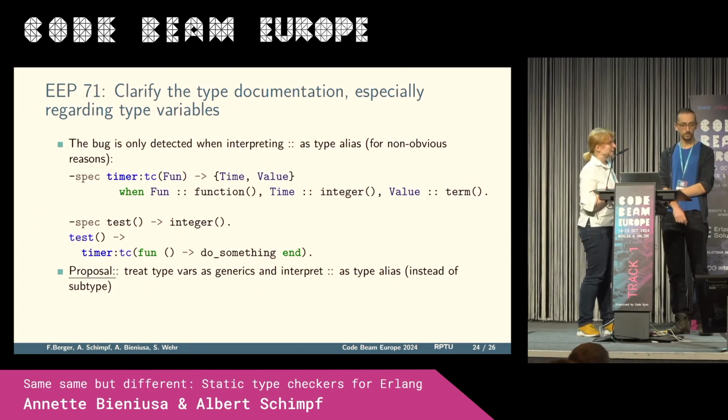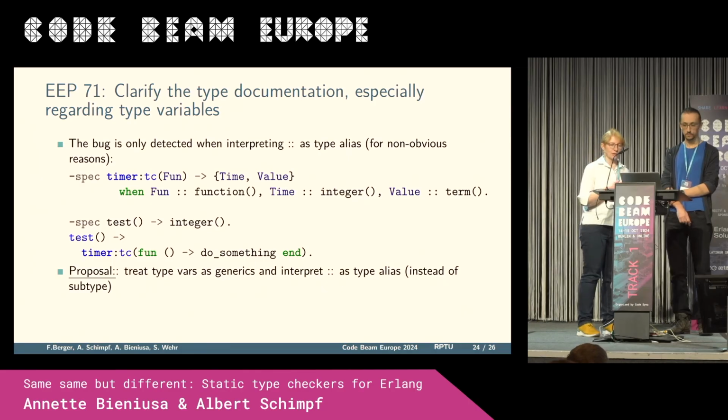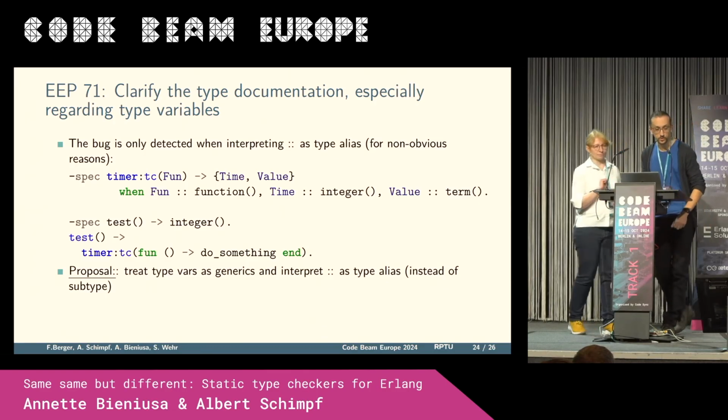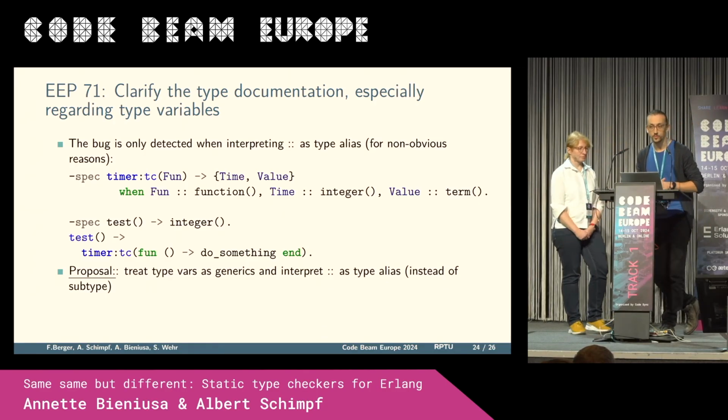There is a proposal to change this interpretation of type variables such that we can have, again, a very sound foundation to build upon and have the tools agreeing more. Also, for this EEP, there's a place to give feedback on the Erlang forums webpage. There's a forum post where you can just say your opinion and discuss this as a community together.